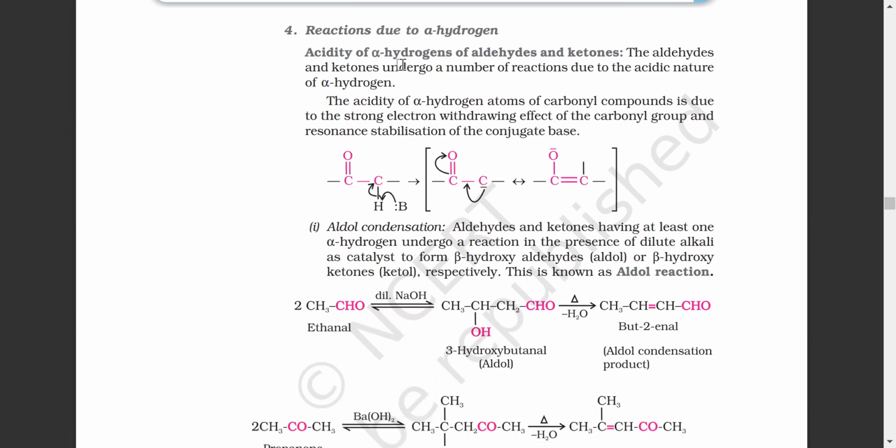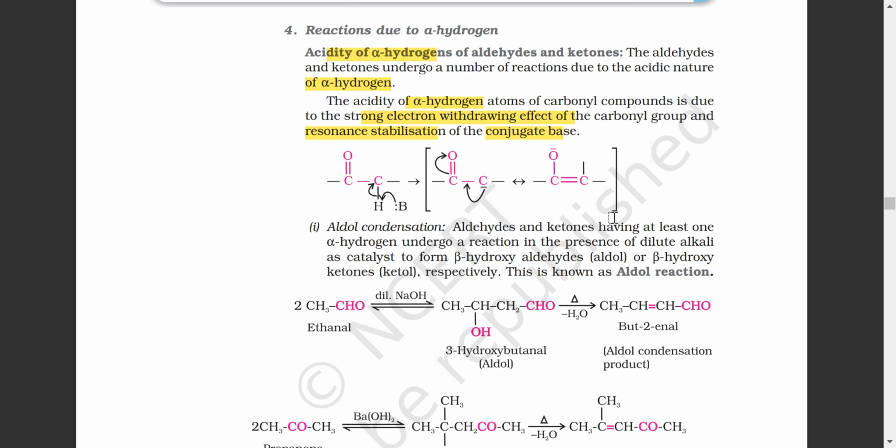अब alpha hydrogens जो है acidity सबसे पहले उसका discuss किया गया है. Fine. The aldehydes and ketones undergo a number of reactions due to the acidic nature of alpha hydrogen. Alpha hydrogen present होता है, उसके acidic nature की वजह से क्या होता है, बहुत सारे reactions. The acidity of alpha hydrogen of carbonyl compounds is due to the strong electron withdrawing effect of the carbonyl group and resonance stabilization of the conjugate base.